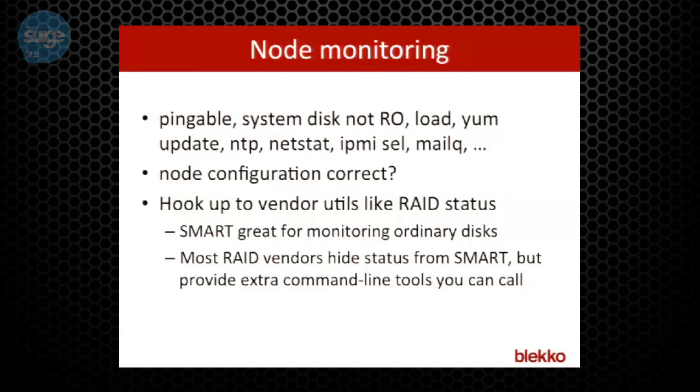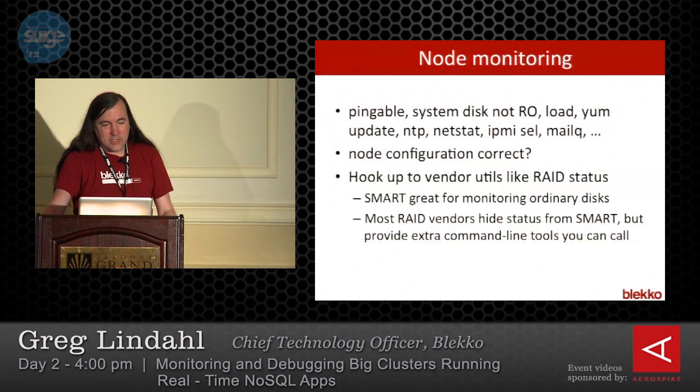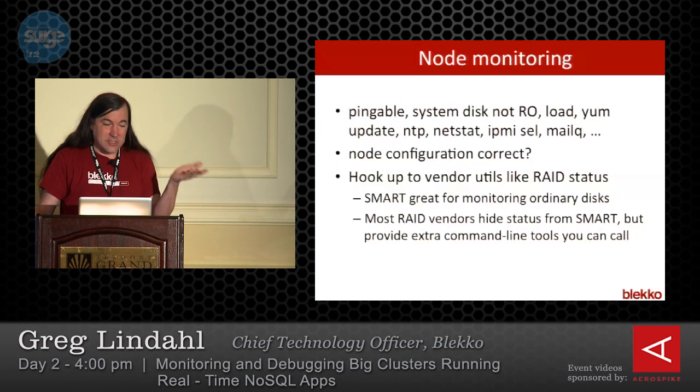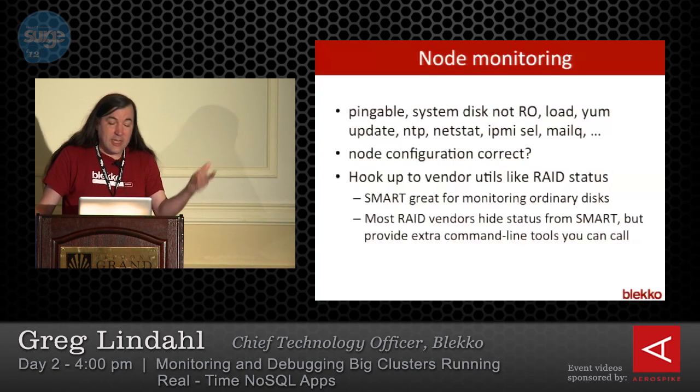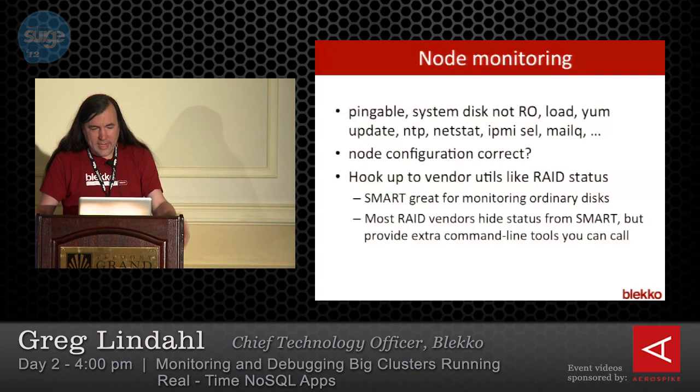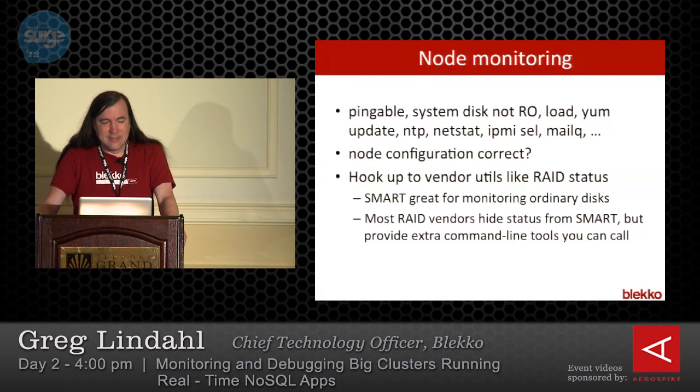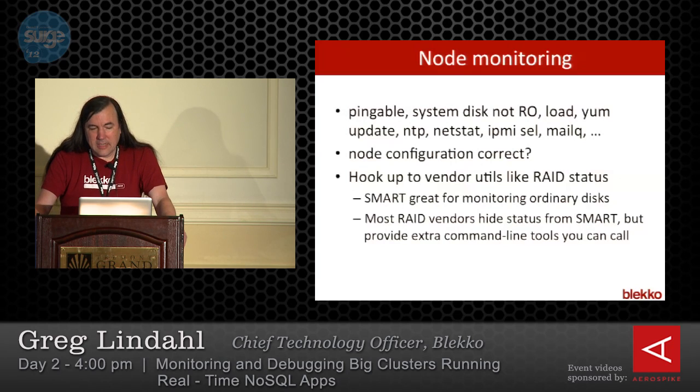So finally, we get to monitoring. That was a lot of slides till I got to monitoring. So you want to monitor that nodes are pingable. The system disk isn't read-only, because that's what happens after Linux sees a file system error: it'll remount the system disk read-only. Is the load average OK? Does yum check-update say that we're up to date with whatever repo we're pointed at? Is NTP synchronized to enough things? And do the jitter and offset look OK? Does netstat say that I've got a lot of TCP retransmits going on, or my queues for accepting new sockets are overflowing too much? What's IPMI say about the temperature of the box, or ECC errors? Is my mail queue small? Blah, blah, blah. This is the usual list.